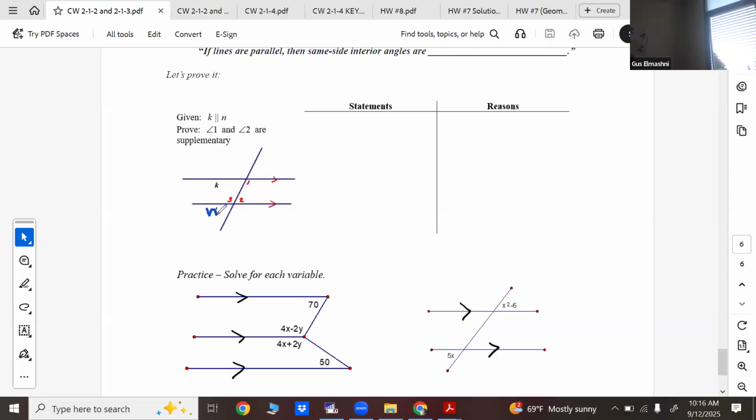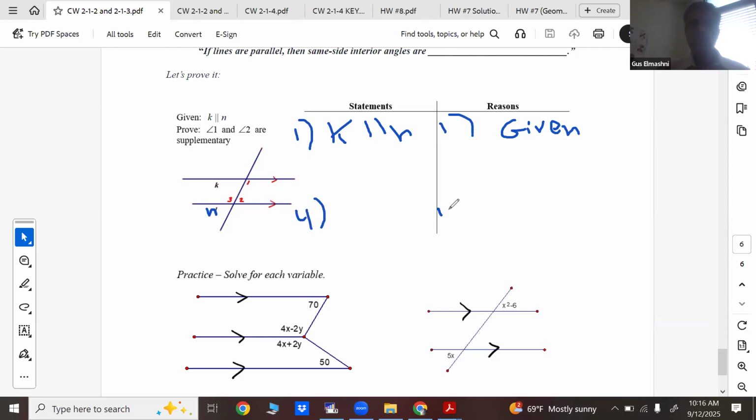Okay. Well, usually when you write a proof, what you want to do is state the given information. So K parallel N. That's given. Ultimately, we want to prove this, and I'm kind of cheating. I'll tell you there are 4 steps. I'd actually take a little more time with this, but I do need to get going soon. So angle 1, angle 2 are supplementary. We'll come up with the reason for that in a moment.